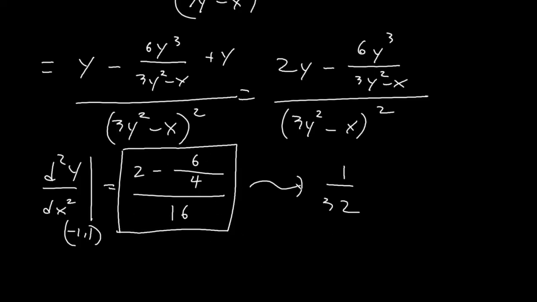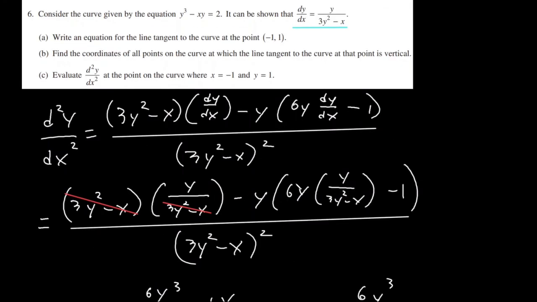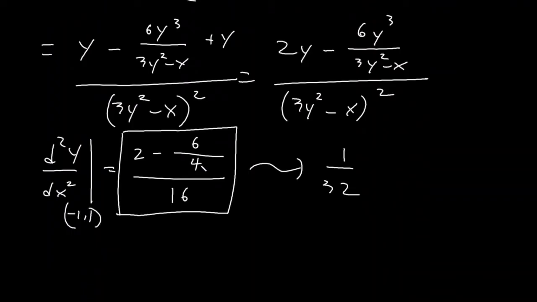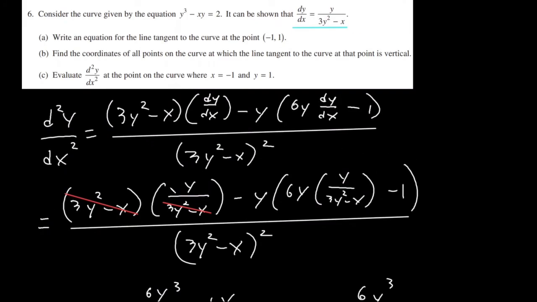This was a 4-point question. You got 2 points for successfully taking the derivative, just the implicit differentiation part. You got another point for substituting stuff in for dy dx, and you got a final point for the correct numerical answer. That's question 6, and we are done with this AP exam video.